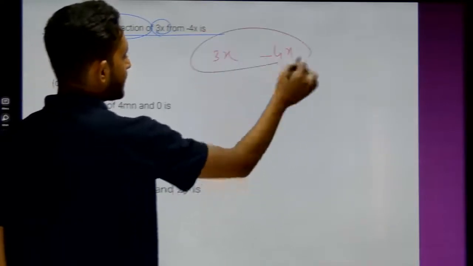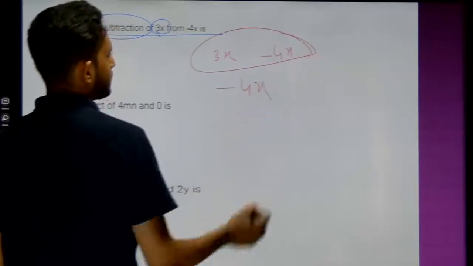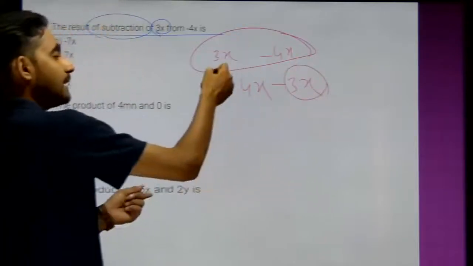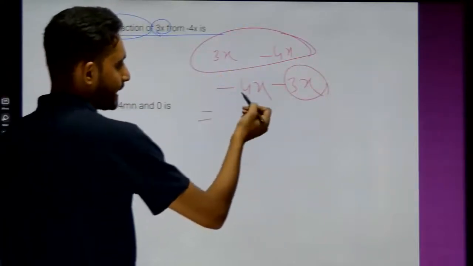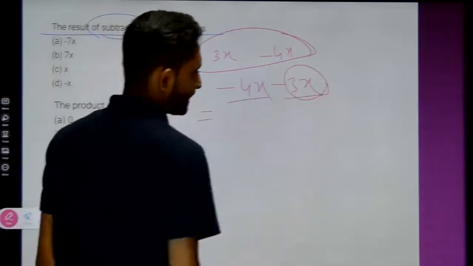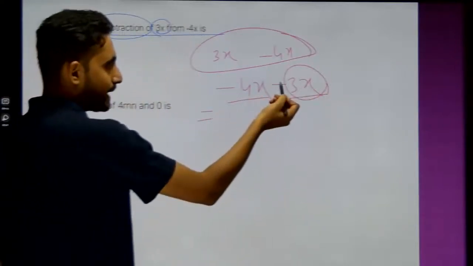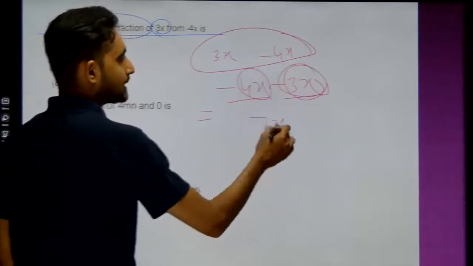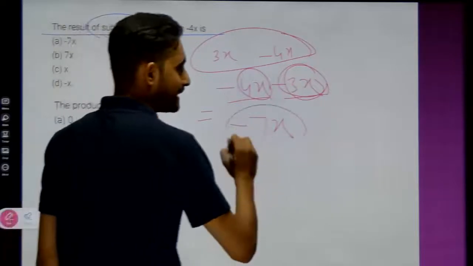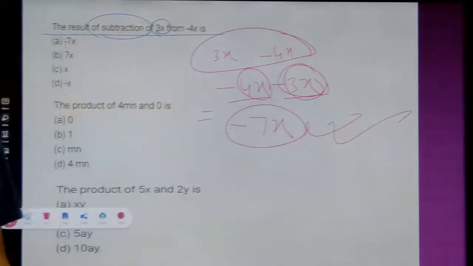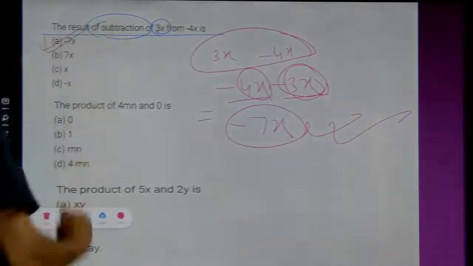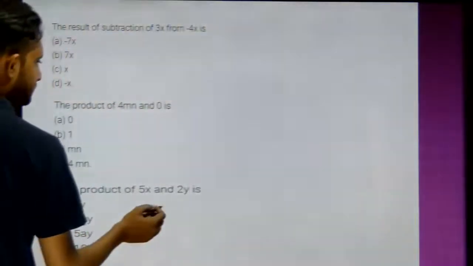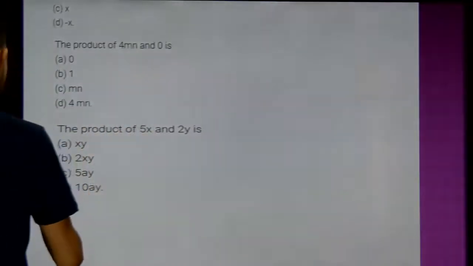Let's see one time. Understand this: in this question it does not say to subtract 4x from 3x. It says minus 4x minus 3x. Obviously, we have to subtract from minus 4x. That's why we can say minus 4x minus 3x. And we know already minus minus plus. That's why the number will be 7x, and the bigger number has the minus sign, so the answer will be minus 7x. And that is your option number A.